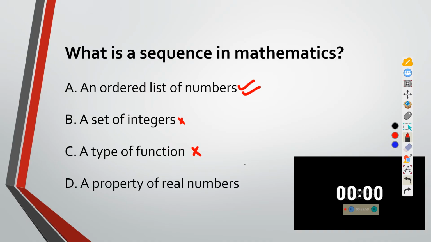Then D, a property of real numbers. This might confuse with axioms, for example the Archimedean property or completeness. But sequences are objects, not properties, basically. So this will be out. So the correct answer here will be option A.